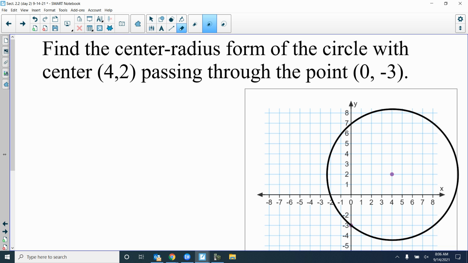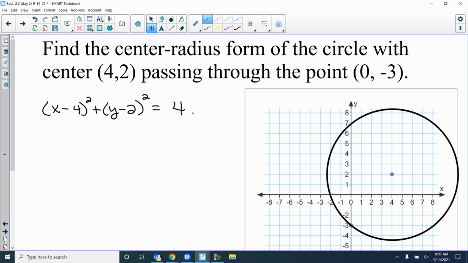Okay, now to answer the question, some of you are starting to get it, and I will go through it for everybody else here. Find the center radius form of the circle. I want the equation. The equation is going to be (x - 4)^2 + (y - 2)^2 = 41. Okay, that's what it's going to be.